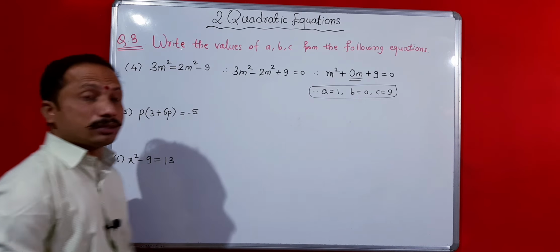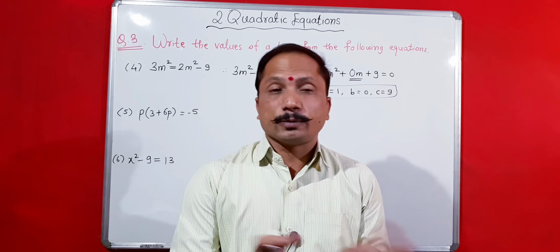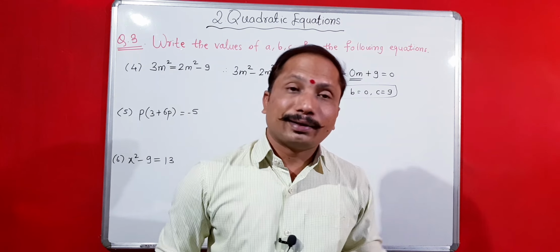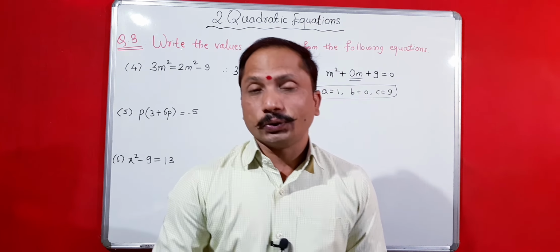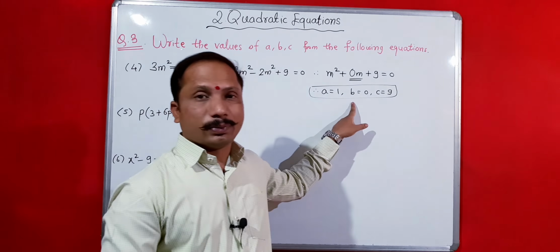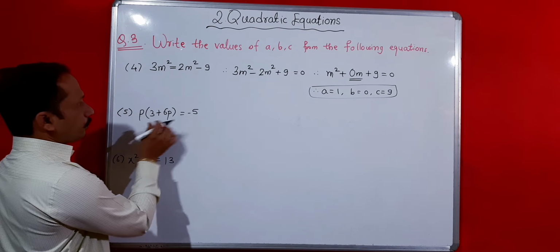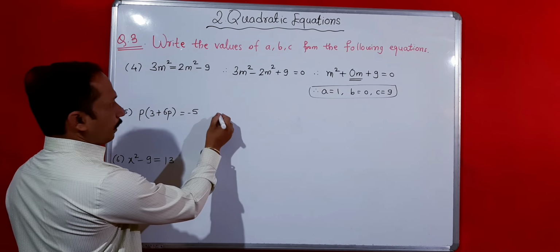Okay, so this is the solution. Remember that if the value of any factor from x square plus bx plus c is not given, at the place of that factor you have to take 0, and then you have to take that value in a, b, c. Now this is the fifth equation. Therefore first we will solve this bracket. Always remember, if a bracket is given, solve it.